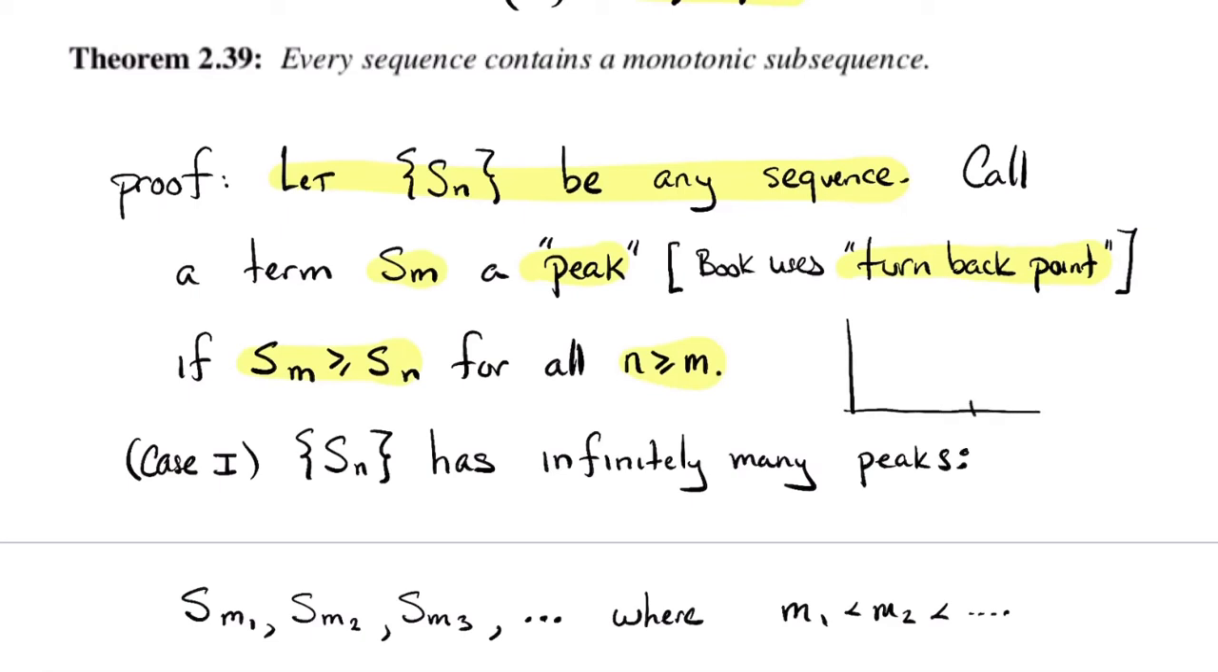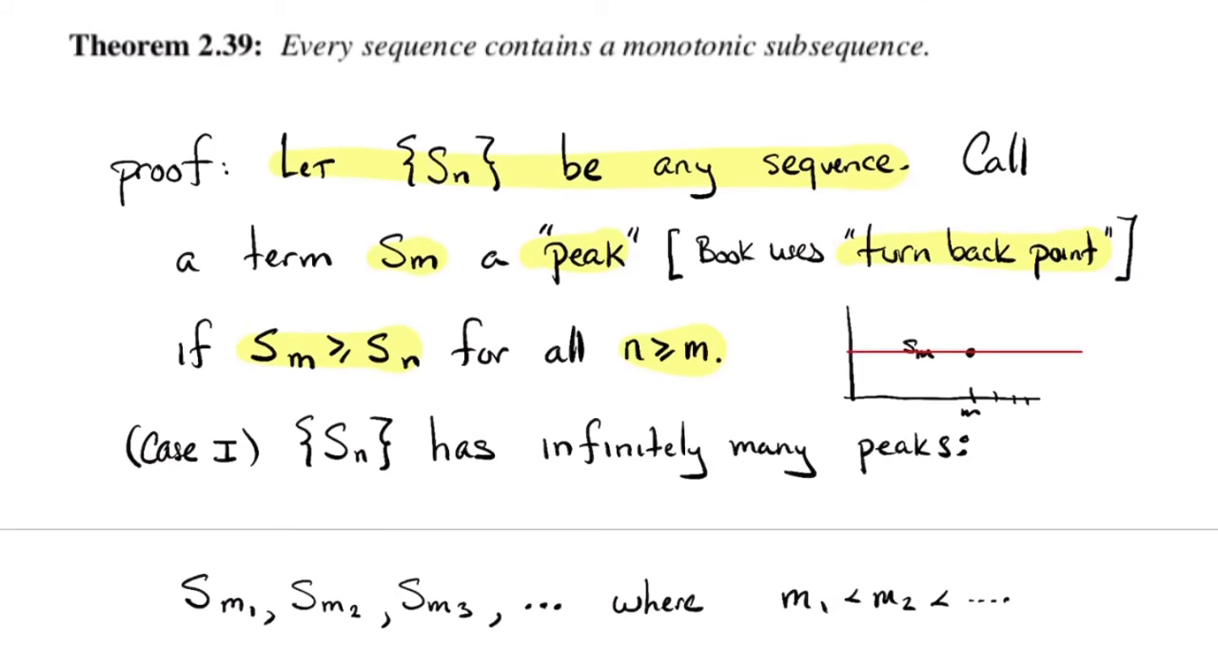Okay, so I'm going to ruin the notes here by drawing a little picture. So imagine here's maybe my M, and this dot's Y value represents the sequence term S sub M. So S sub M is a peak if every single term after it never has a sequence value that exceeds the sequence value at S sub M. So all subsequent terms, their Y values, if you're thinking of it as a plot, are going to be less than or equal to S sub M. They might equal it, but they can't ever be bigger than it.